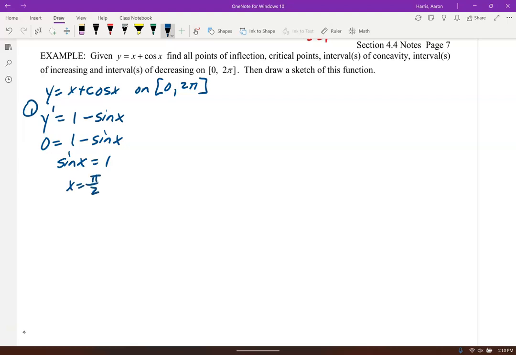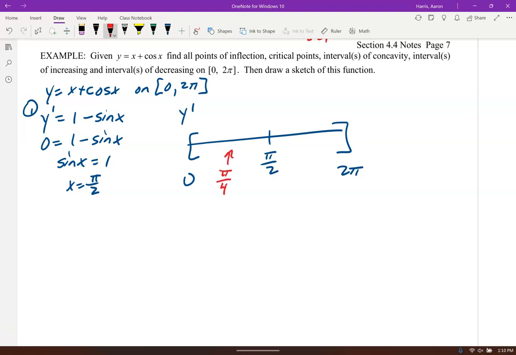Sine of pi halves is 1 on our unit circle, right? Now, I know that the sine of 5 pi halves is also 1, right? But these are outside our domain. So we're only going to look at pi halves. And remember, we're cutting it off between 0 and 2 pi, right? So let's go ahead and test something in here, like maybe pi fourths, and punch it in to the first derivative.